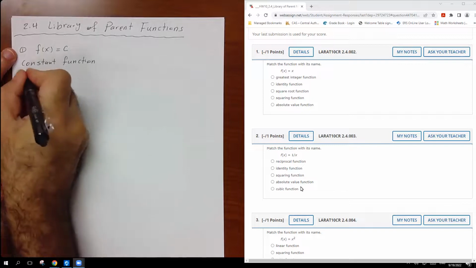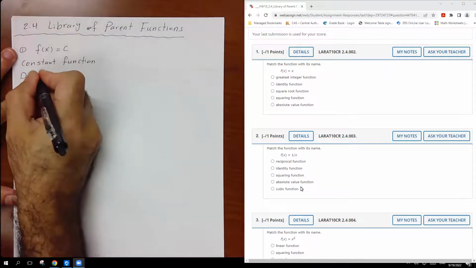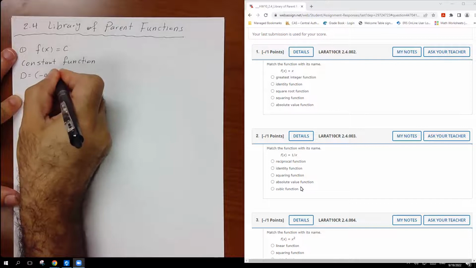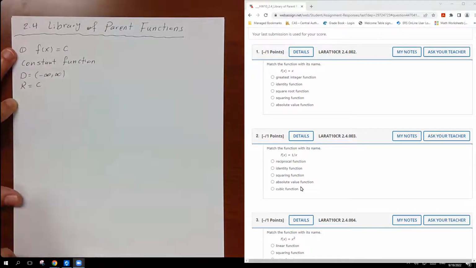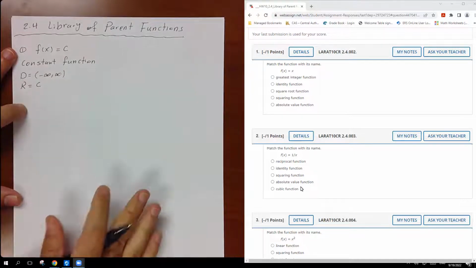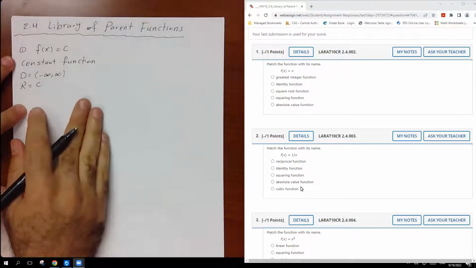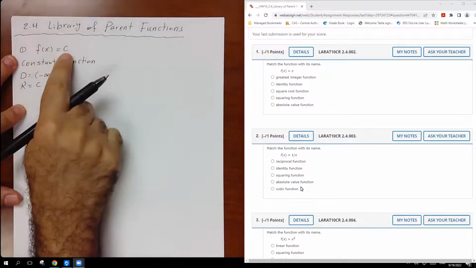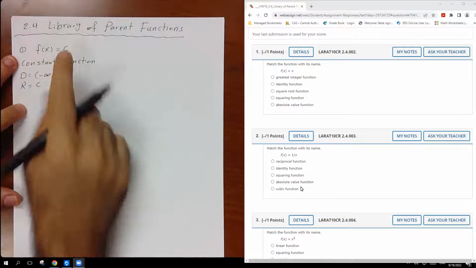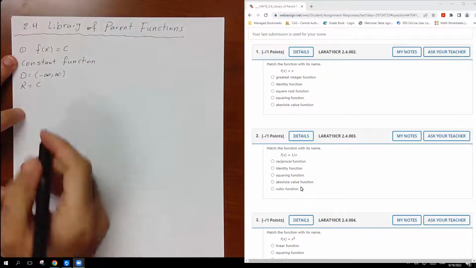The domain always for this function is going to be negative infinity to positive infinity, and the range is going to be the number c. That's it. This is the first one. If you have f of x equal 5, f of x equals 6, f of x equals 7, just a number. So this one is called constant function.